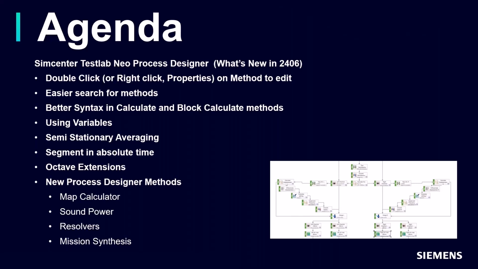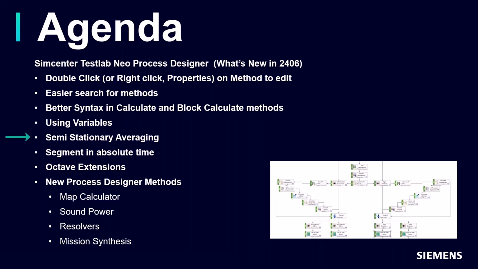What I'm going to cover today is a small thing at first, but we're going to have a double click. So there are going to be a couple different ways to change the properties of your methods, and one of the nice ones we added for 2406 is a double click. And then I'm going to show an easier way to search for the methods. And I'll talk about the syntax changes in block calculate and also the map calculator methods. And then I'll talk about using variables, which were new in 2406.